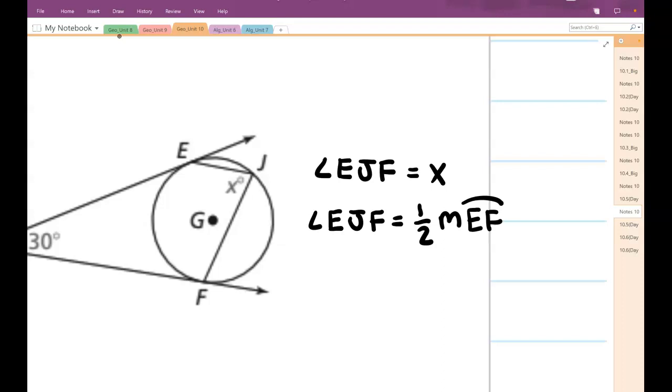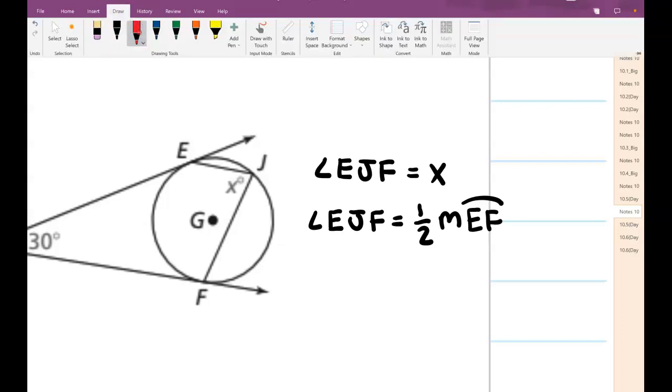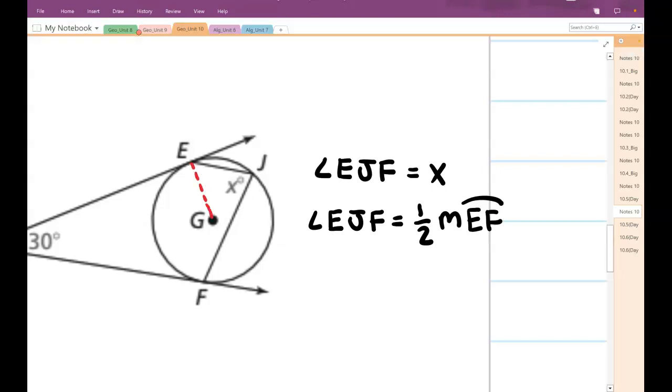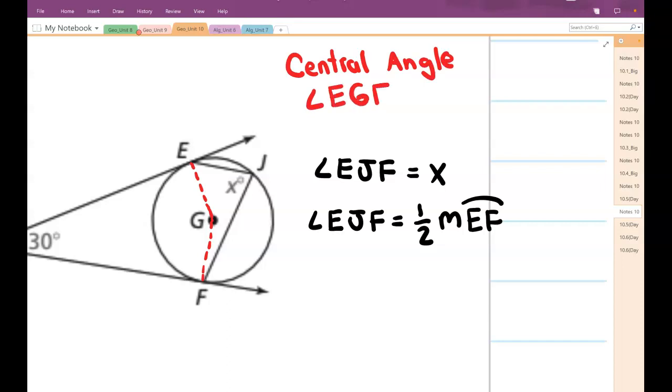So to go back and look at our theorem above, we need to have a central angle at G. We'll have to draw our own central angle in there, and we'll do that in red. We can draw a central angle that goes from E to G to F. I'll label that on the top so we know that we now have a central angle in red there. That's angle EGF.